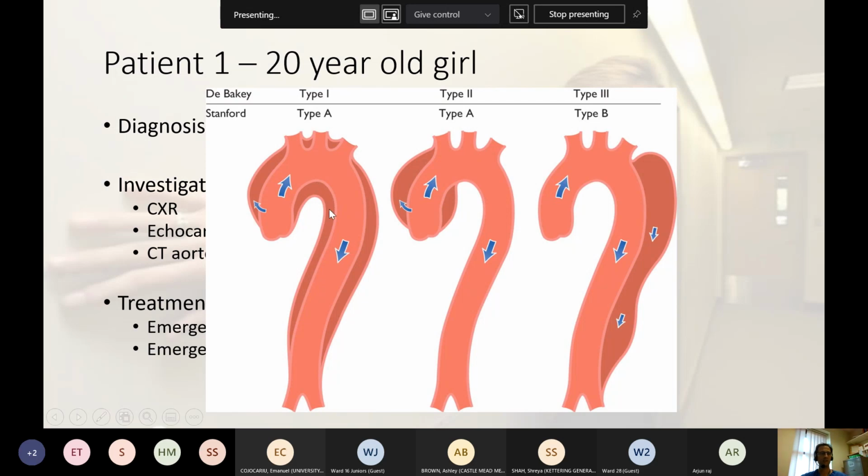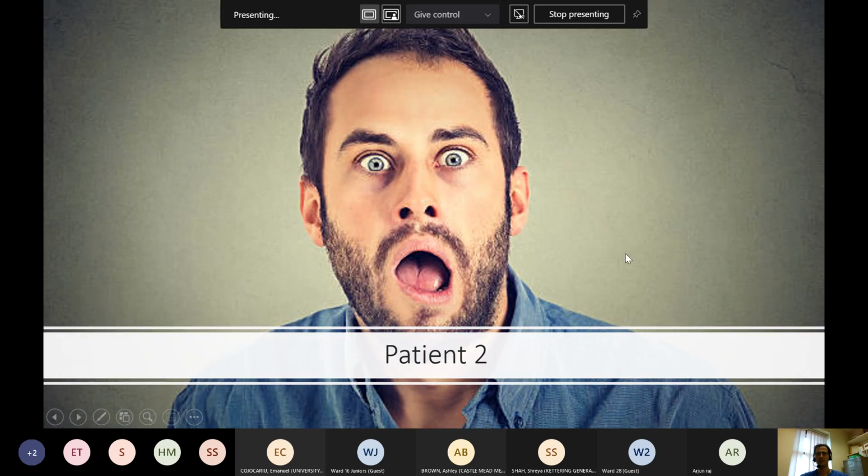The main thing is high blood pressure. I wouldn't be saying blood pressure differential helps us or doesn't help us. If we've got high blood pressure and a strong clinical suspicion, we need a CT scan. Good, so that's aortic dissection.